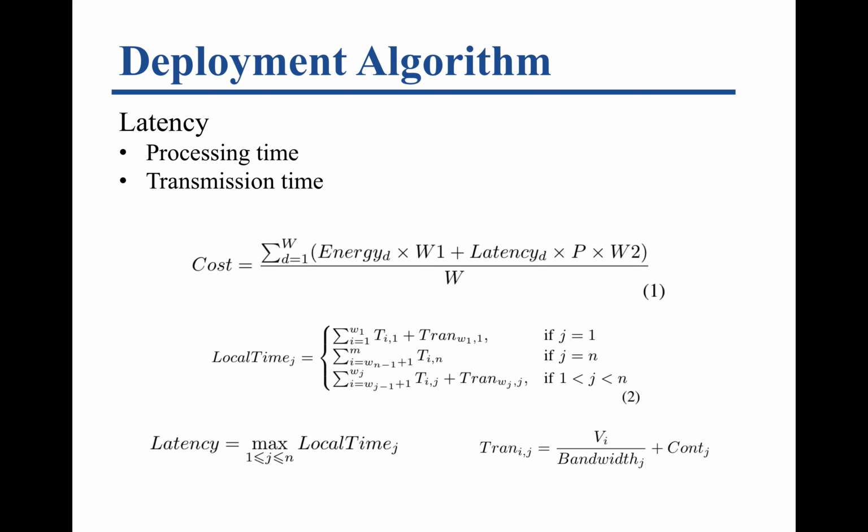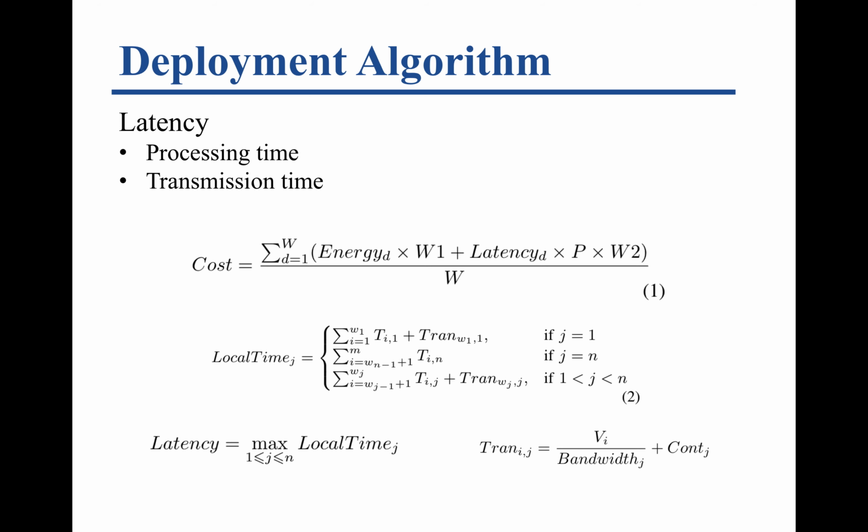Each station and provider has its own local time, which is the sum of time spent on the processing locally and the transmission time to the next layer. So in the equation of local time, three situations are discussed here. When j is equal to n, it means the local time in the provider, so the transmission time is 0 in this part.